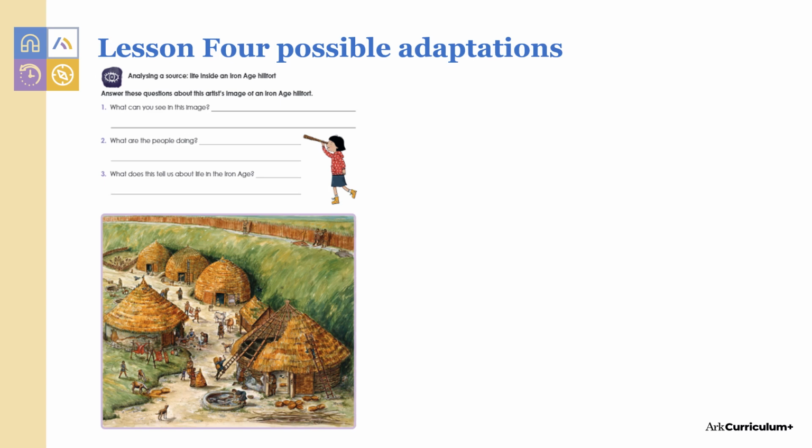This activity is an investigation activity, which you can tell from the investigation icon. Pupils are required to analyse a source, in this case the image shown. Then pupils need to answer 3 questions based on the source.